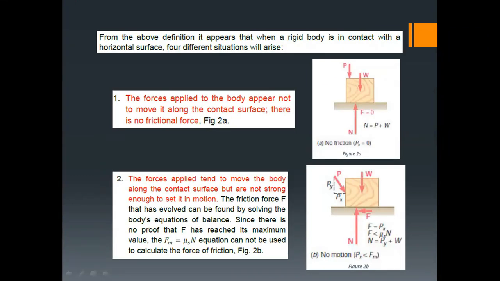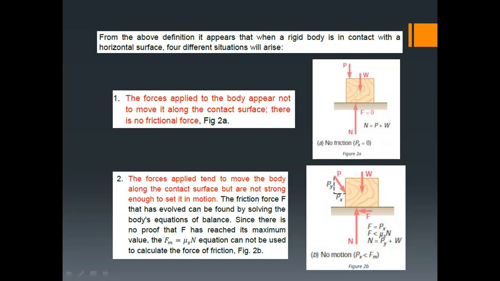So, from the above definition, it appears that when a rigid body is in contact with a horizontal surface, four different situations will arise. So, apat na situation na meron tayo, no? Depende dun sa magiging mukha ng figure natin or kung ano yung mga forces na na-apply dun. So the first condition is the forces applied to the body appear not to move it along the contact surface. So there is no frictional force.